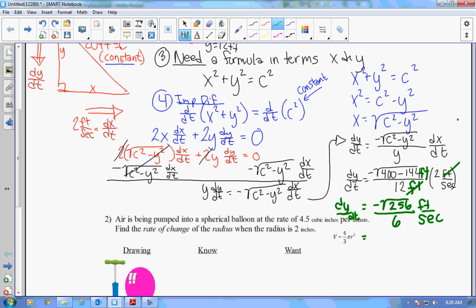So we have negative 16 over 6, which is negative 8/3 feet per second.